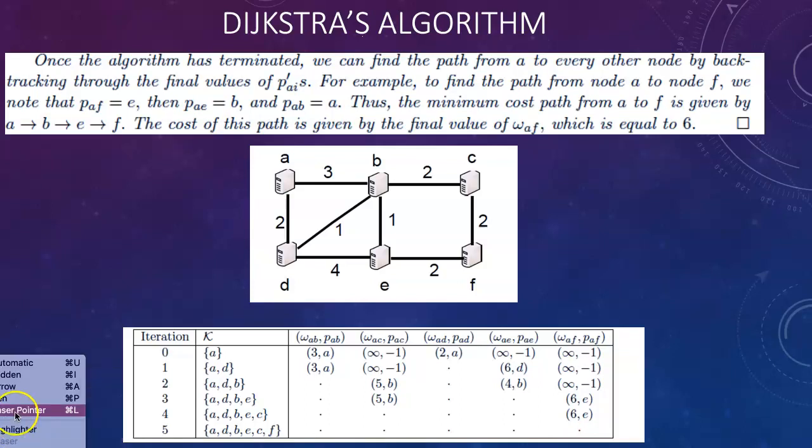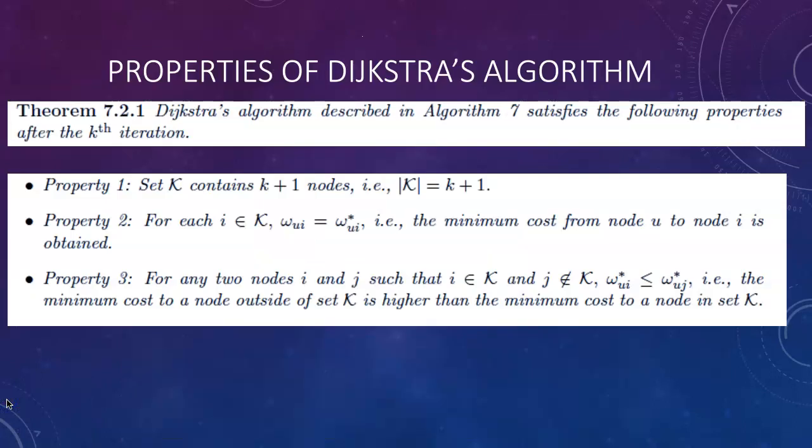So let's see. Now, for any routing algorithm, we need to prove that it works correctly, right? So this theorem summarizes this idea. The theorem says that Dijkstra's algorithm, as we described previously, satisfies the following properties after the kth iteration.